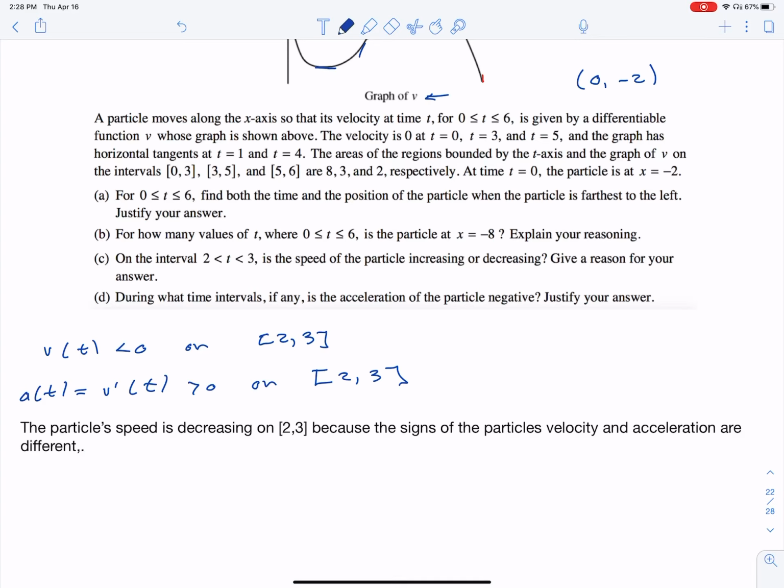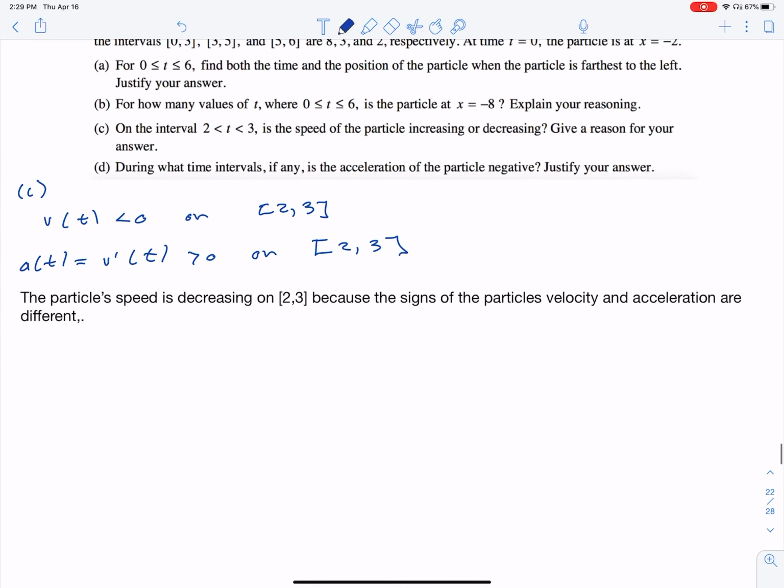Okay, let's move on to D. I kind of like typing out. It was probably a lot better for you guys and definitely quicker for me. Okay, let's see what we got.